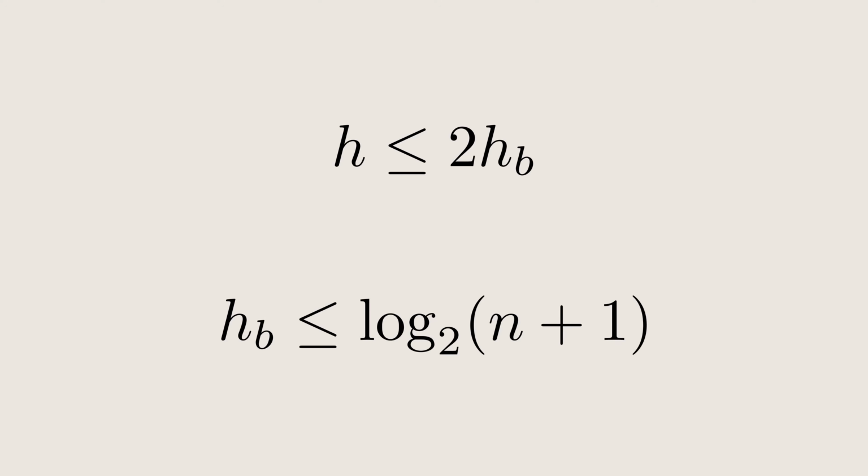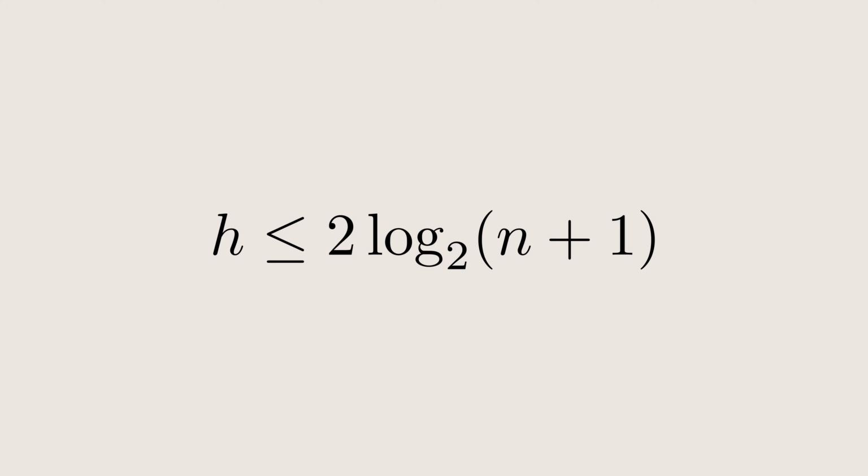By solving these 2 equations, we can determine the maximum height of a red-black tree. The height can be no greater than 2 times the logarithm, base 2 of n plus 1. This means that as the number of nodes increases, the height of the tree grows logarithmically, ensuring that the tree remains balanced and efficient for operations like search, insertion, and deletion.